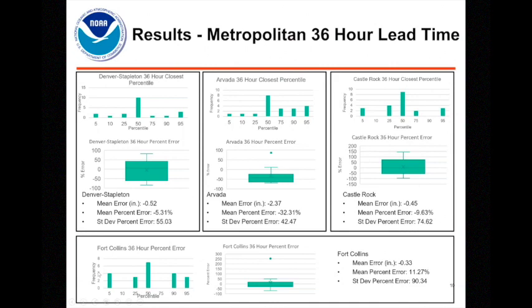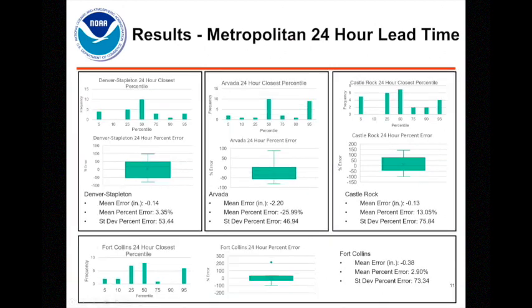As for Fort Collins, there is some over and under prediction, some variability, as well as an outlier. It is usually pretty spot on, and as it gets closer, as in the 24 hours, you can see that it becomes more accurate. Denver Stapleton, again, nothing much to say. It's normal. It looks pretty accurate. No bias is found there. Arvada, you can see it's usually either on or very low under it, with the 95th percentile having a large amount. And you can see there's a negative 2.2 and a 25% negative percent error.